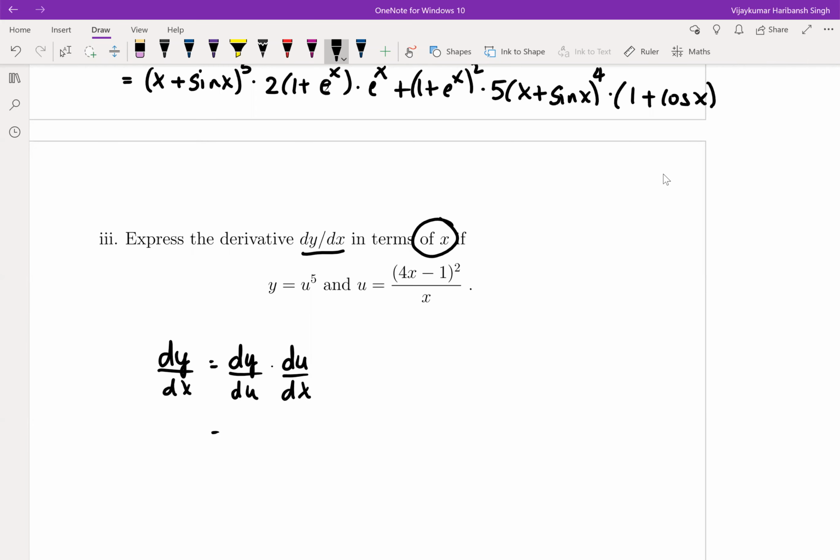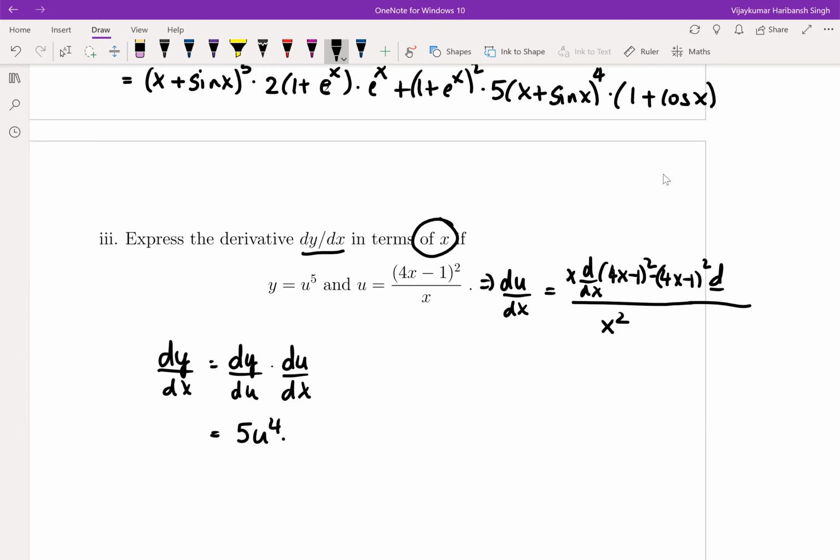Now what is dy by du? So the derivative of u to the 5 with respect to u is going to be 5 u to the power 4. Now du by dx. Let's compute that on the side here. So what is du by dx? For du by dx, we'll have to use the quotient rule. So x squared times, denominator as it is, multiplied by d by dx of the numerator, minus the numerator as it is times the derivative of the denominator.